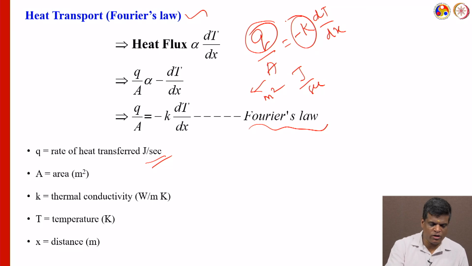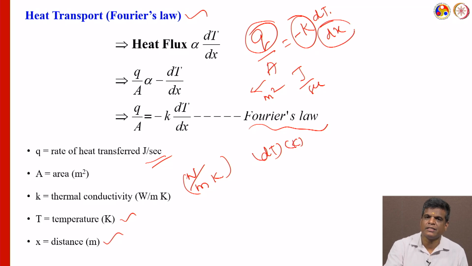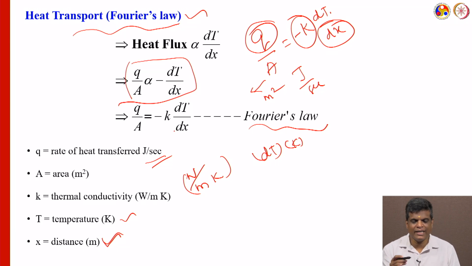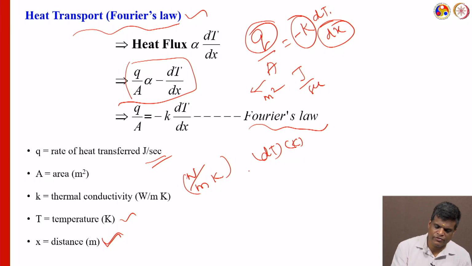The K we talked about is the thermal conductivity, and its unit is watt per meter Kelvin. The temperature is in Kelvin because we measure dT in Kelvin. The distance x is in meter, and we always write distance in terms of meter. So the heat transport in Fourier's law is Q by A equals minus K dT by dx. Why the minus sign? Because the temperature always drops from higher to lower. It is the famous heat flux equation.